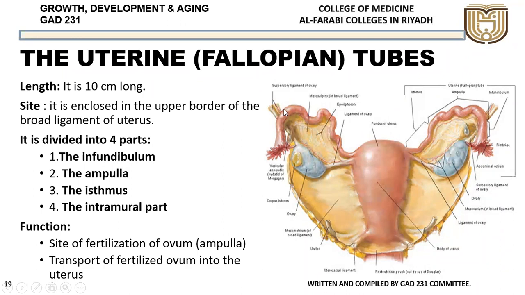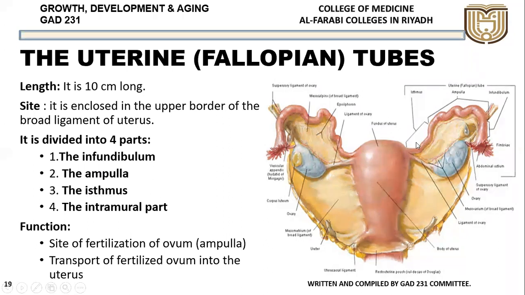Then the most important part will be the ampulla. If you see here, this long part is called the ampulla. This is the site where the actual fertilization takes place. The sperm will enter the vagina, pass through the uterus, then enter the fallopian tubes and come here. And the ovum will be released from the ovary, enter the fallopian tubes, and come to the ampulla, and here will be the fertilization. So the ampulla is a very important part because it is the most dilated part of the fallopian tubes, and it is the site for the fertilization of the sperm and the ovum together.